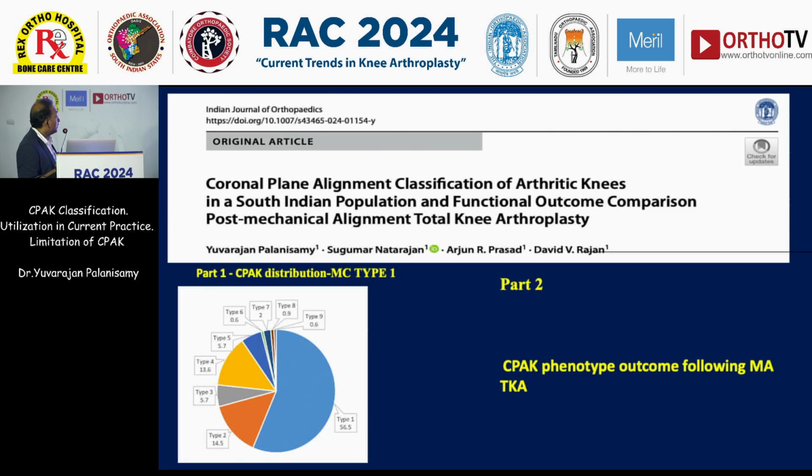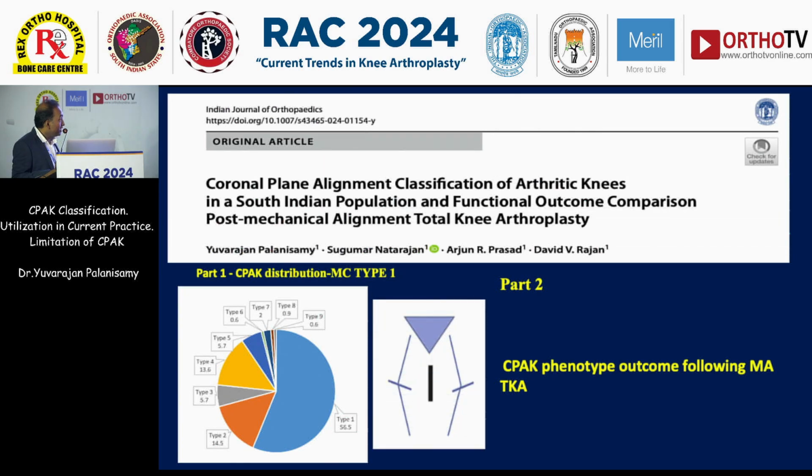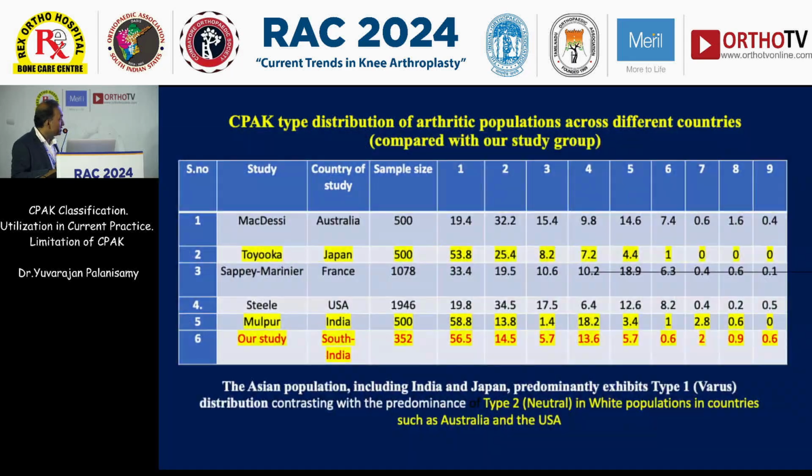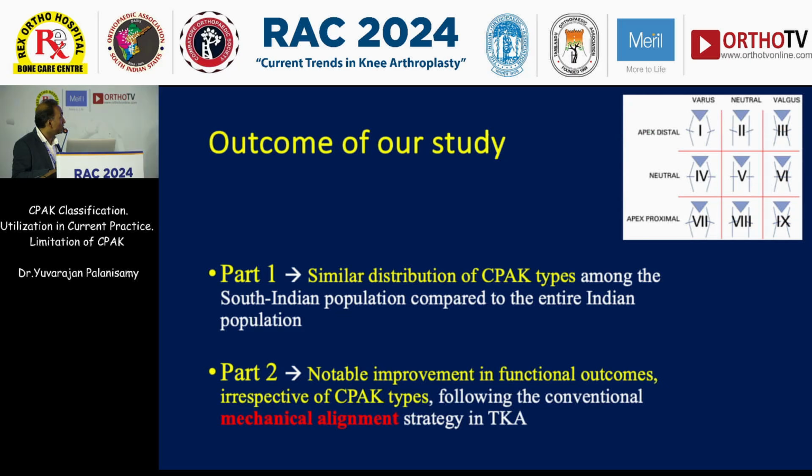This is our own publication. We published in the Indian Journal of Orthopaedics. It shows that even in the South Indian population, type 1 is the most common type of distribution. And we did a second part of analysis, where we analyzed the outcome, because I am basically a mechanically aligned surgeon. I don't use any robotics, but we analyzed the outcome of this mechanical alignment. When compared with previous studies, our study shows that type 1 is the most common compared to the Western population. This is the outcome of our study: a similar distribution of CPAK type compared to the Sunshine group.